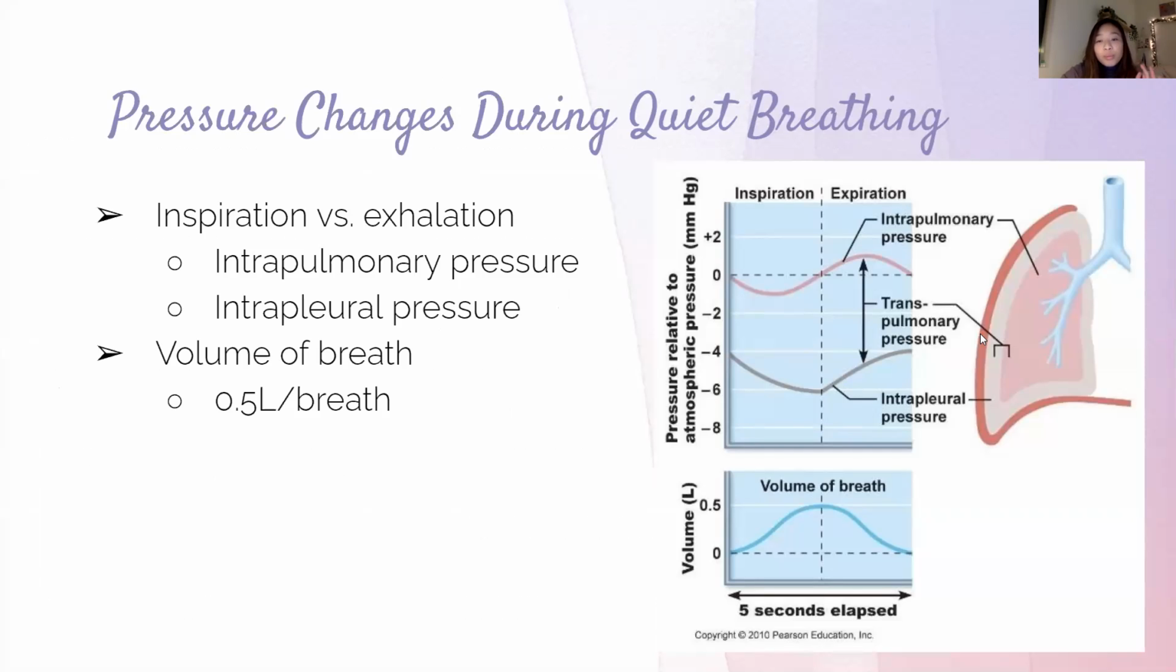So the important parts of the graph that was shown in the lecture is the intrapulmonary pressure. So this is the pressure inside the lung that decreases as lung volume increases during inhalation, and pressure increases during expiration. And for intrapleural pressure, the pleural cavity pressure becomes more negative as the chest wall expands during inspiration. And then it returns to the initial value as the chest wall recoils. And just another thing, the volume of breath during each breath, the pressure gradients move 0.5 liters of air into and out of the lungs.